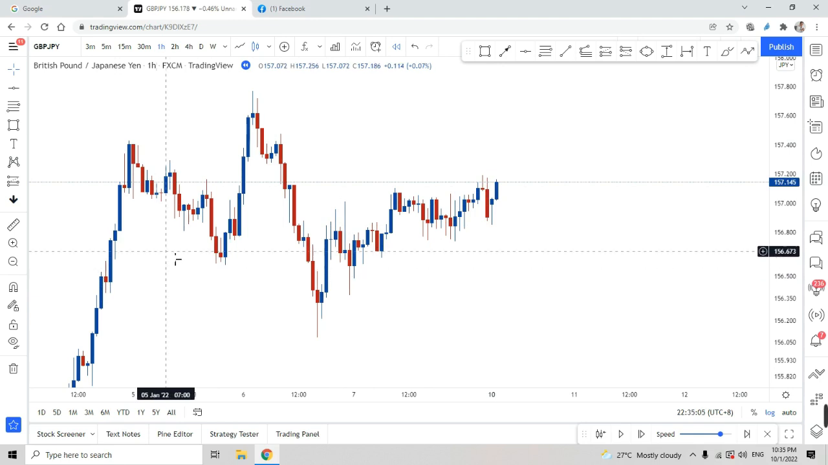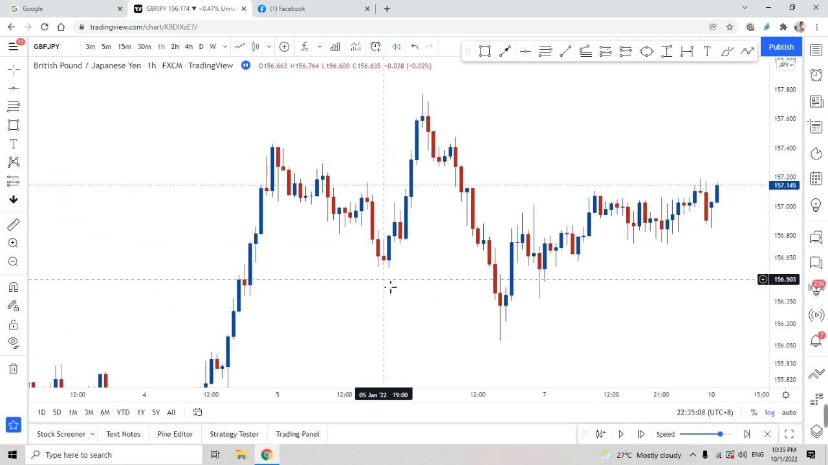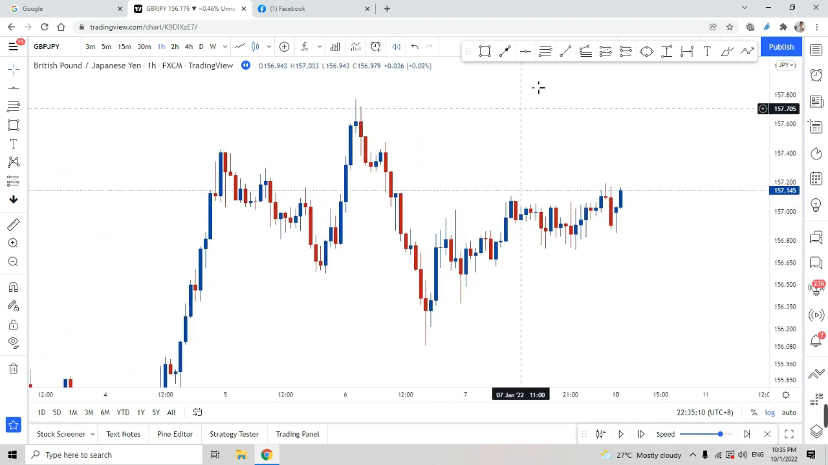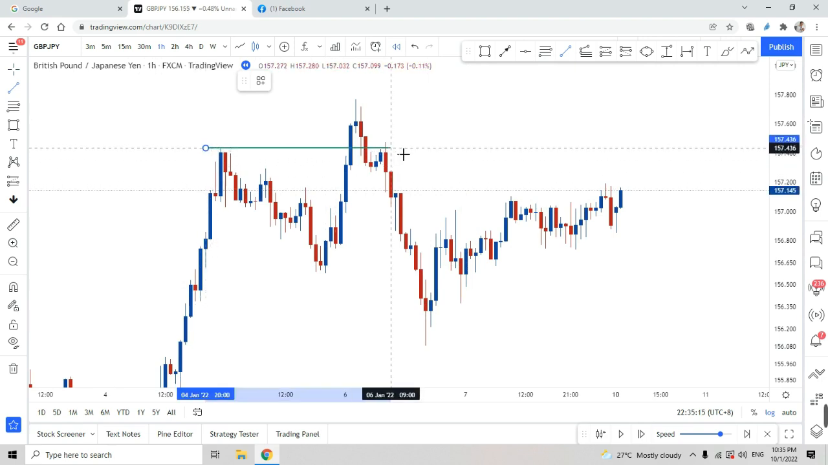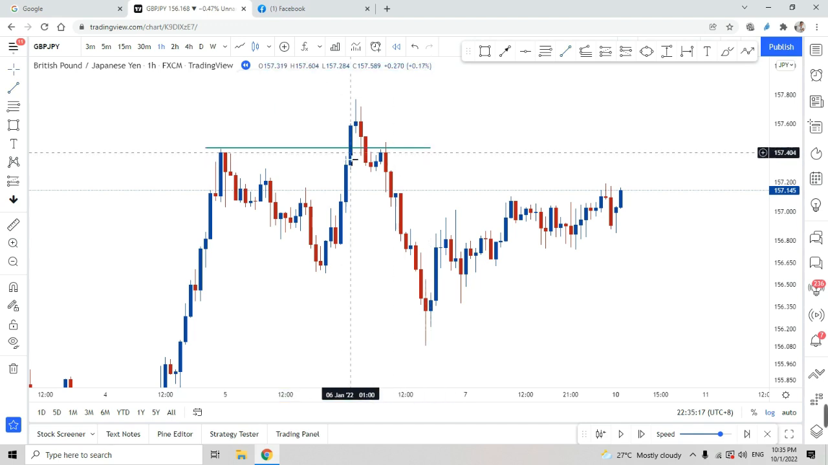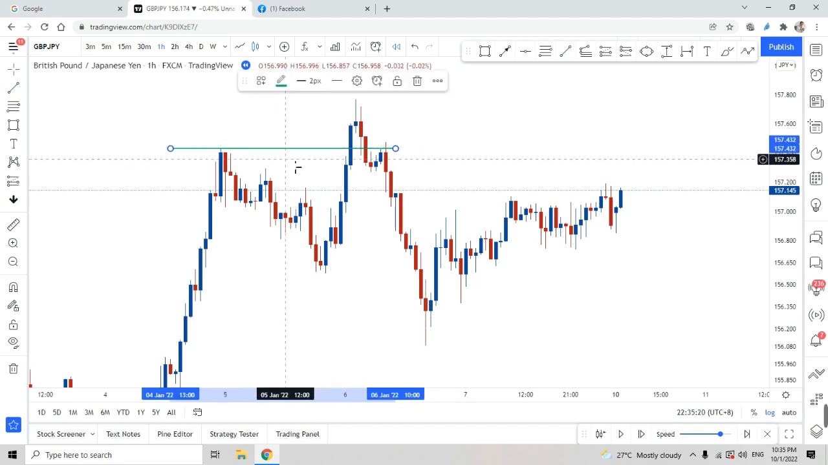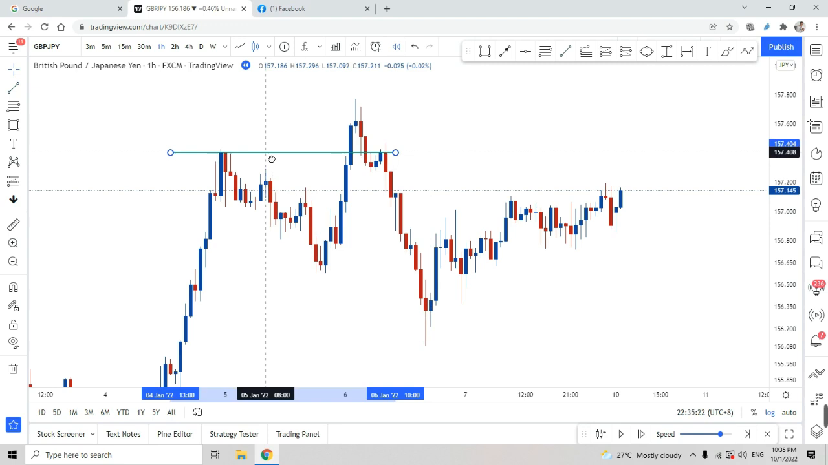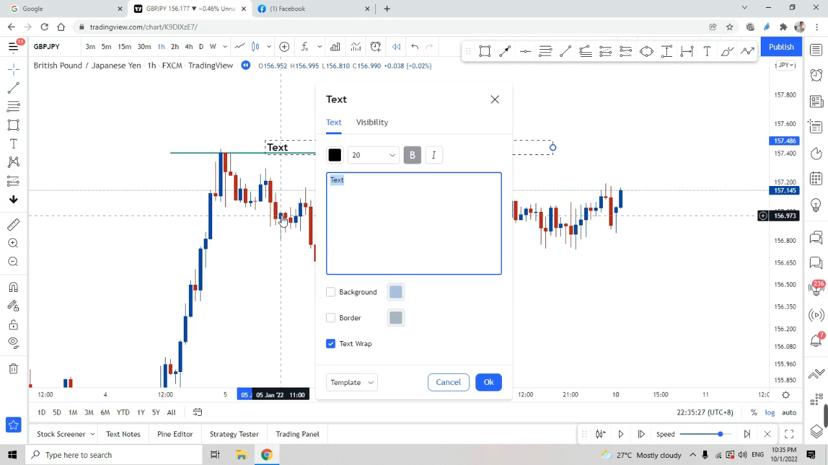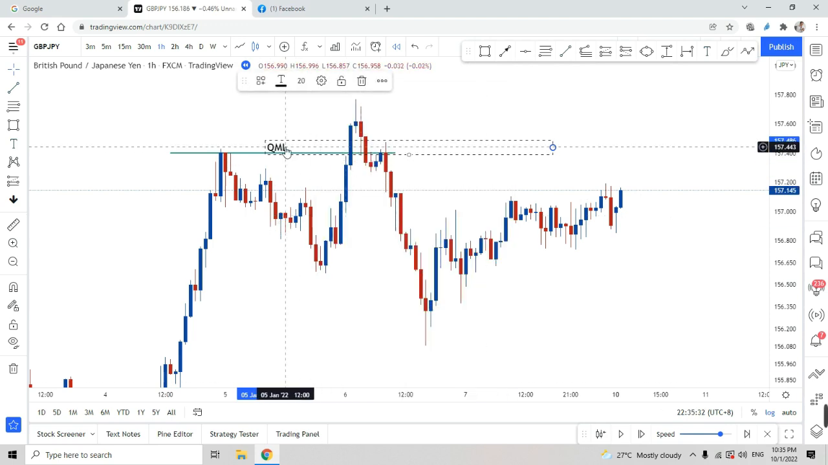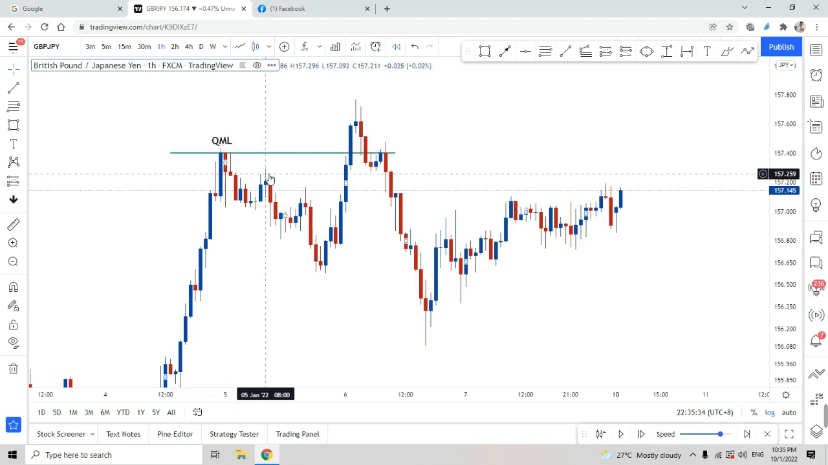First of all, most of you will label your QML something like this. Here is a very obvious one. You will label it at the shadow or at the body, it does not matter. Why? I'm going to tell you, you are going to miss this trade. We label the QML right here, because I've explained it 100 times, I think more than that. Every video, I already mention it.